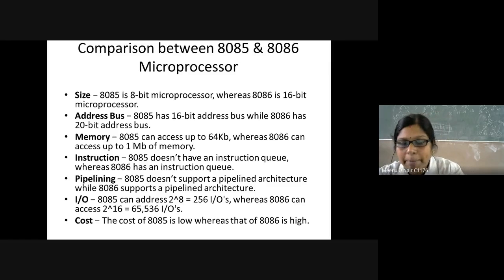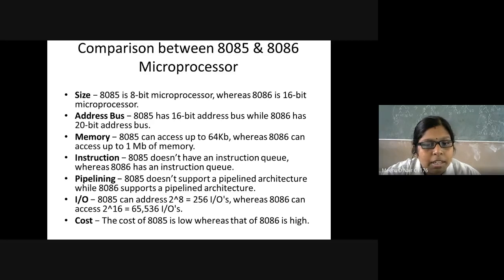Then we have seen the comparison. In case of size, 8085 is an 8-bit, 8086 is a 16-bit. Address bus, 8085 is 16-bit, 8086 is a 20-bit address. Memory, this is 64 KB, 8086 can access up to 1 MB of memory. Instruction queue: 8086 has an instruction queue, but 8085 doesn't have one. Pipelining is supported only for 8086. It doesn't exist in the 8085 case.